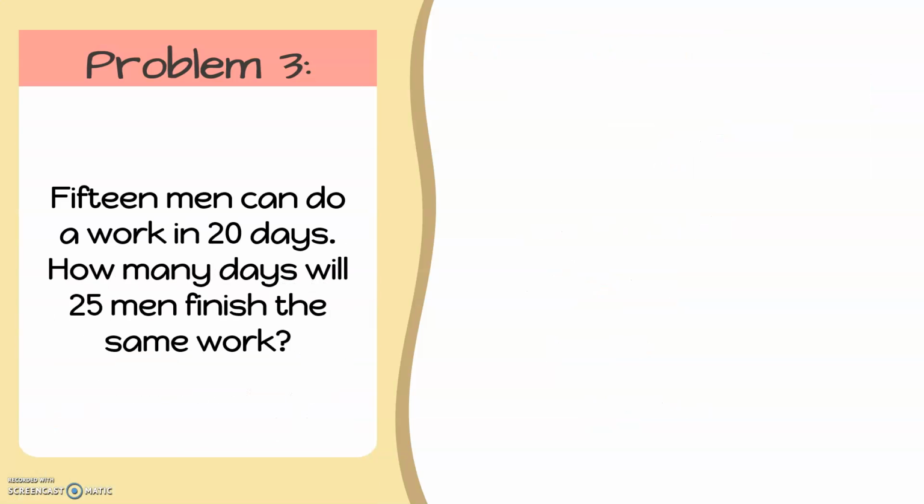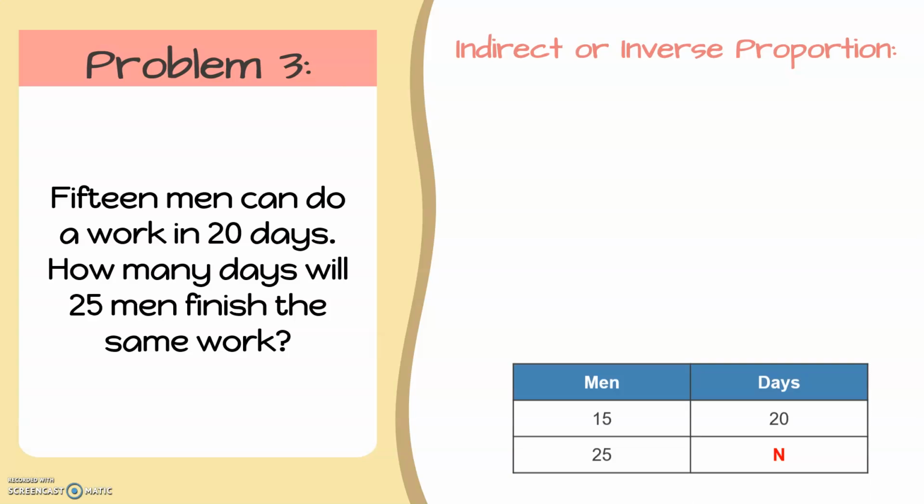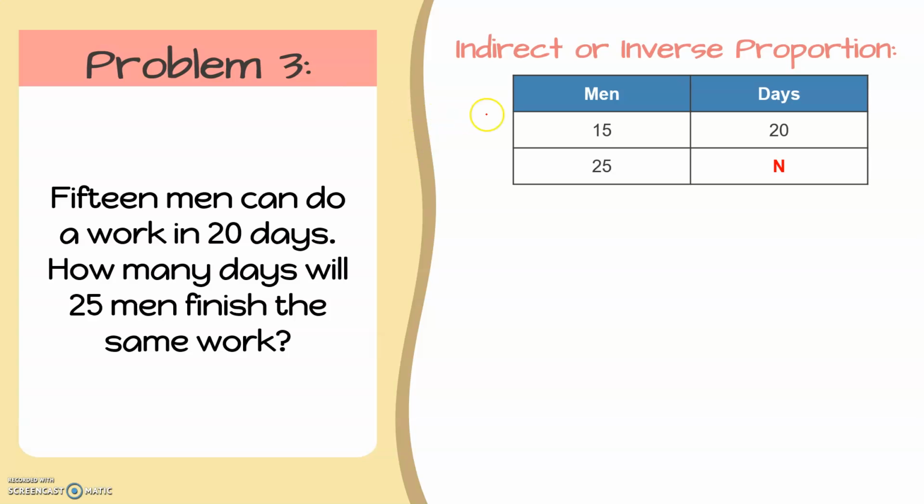Let's try another problem. 15 men can do a work in 20 days. How many days will 25 men finish the same work? This time, we are dealing with an indirect or inverse proportion because as the number of men increases, we expect that it will take them a shorter period of time to finish the same work, since there will be more people working on the task.